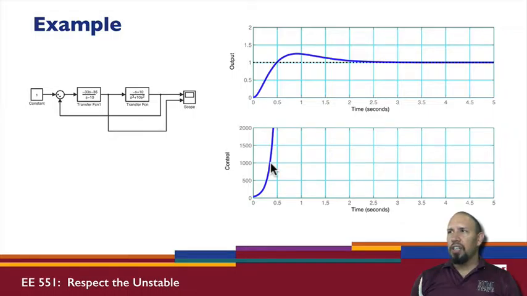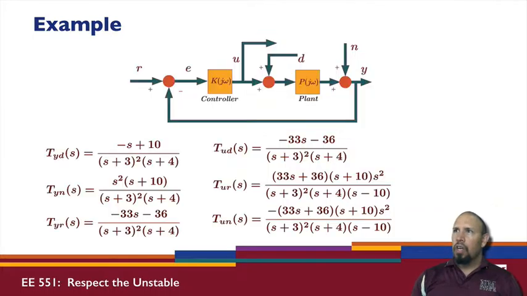Look at the control signal. Okay, so that's the signal down here. Boom, blowing up. The control signal is blowing up. So if we look at the 6 transfer functions for our system, these are our 6 transfer functions. Notice this one's stable, this one's stable, this one's stable, this one's stable.